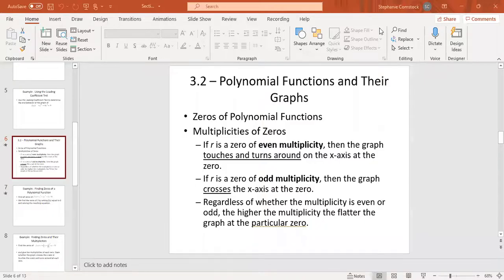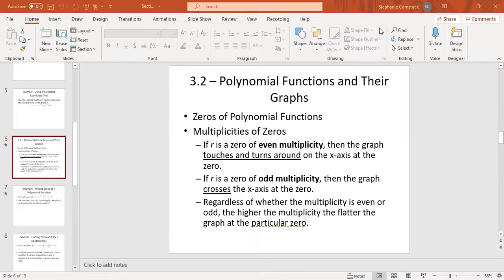Okay, so in this video, we're going to talk about zeros of polynomial functions and multiplicities. So the first thing is zeros. What are they? Zeros for a polynomial function are values that when plugged in, give an answer of 0. Graphically, which is the thing that we're looking at more so, these are the spots where we cross the x-axis.